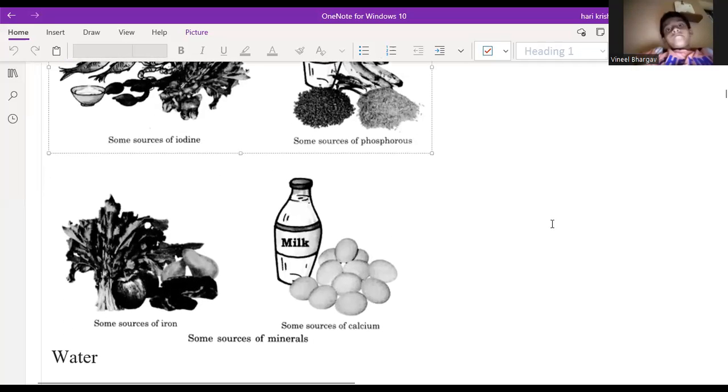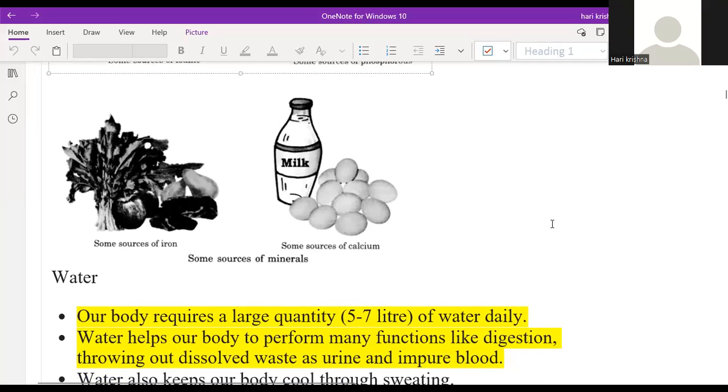The next one, iron. Iron is rich in spinach, potatoes, liver, and apple. Liver means not human liver, but hen liver or goat liver. Those who are vegetarian, we don't know. Generally, it's meat only, which comes under non-vegetarian and is rich in iron.